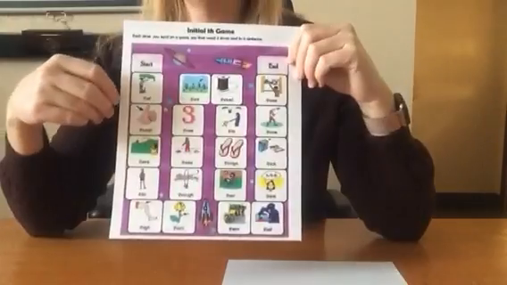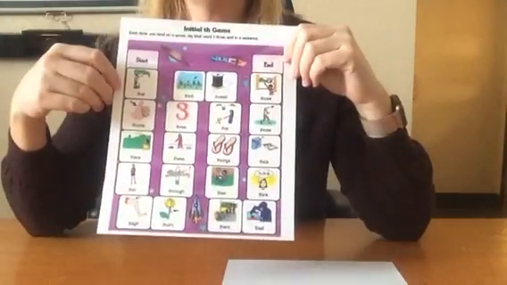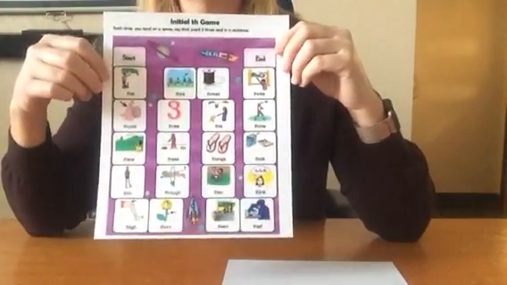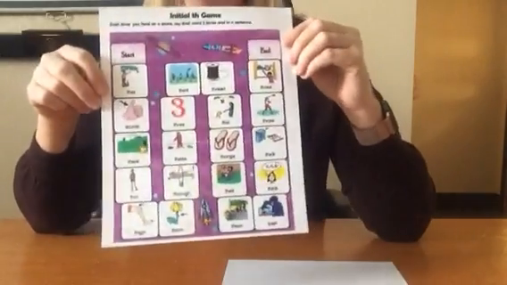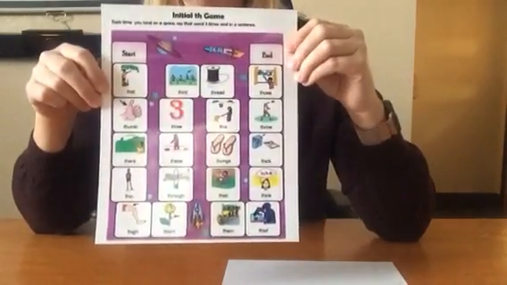So the child's copying your sentence at first, but then will hopefully be able to make up their own sentences after. So this is the game board. So again, pretty self-explanatory.